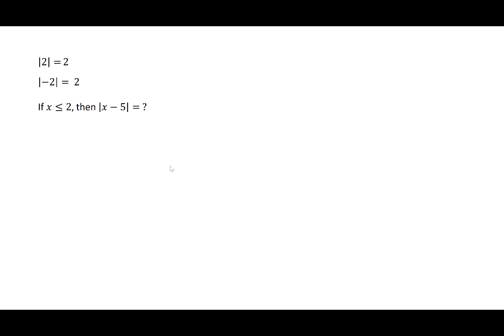So let's actually learn what absolute value of x is with a proper definition. That is, absolute value of x is equal to x if x is greater than or equal to 0, and is equal to negative x if x is less than 0. Cool? That's the definition of absolute value. Please try to memorize this one if you haven't already.